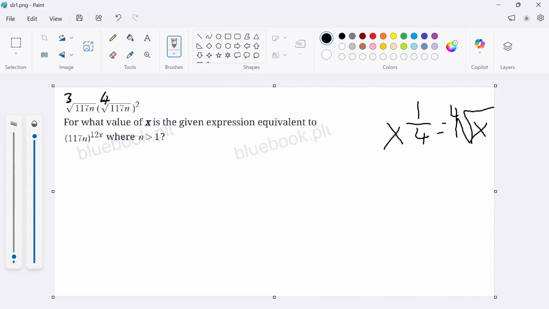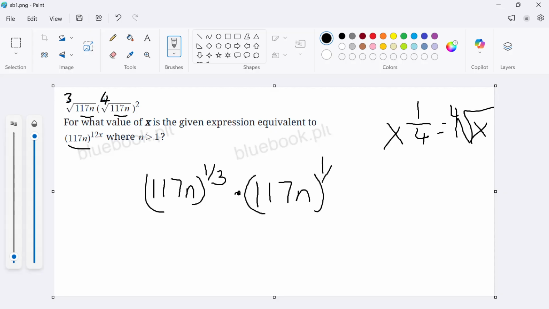For what value of x is the given expression equivalent to 117n to the 12x power, where n is greater than 1? Since n is greater than 1, 117n is greater than 1, and that means I could really just put that in the root. So this is 117n to the 1/3 power. I'm just going to do it by hand first, then on Desmos. 117n to the 2/4 power, which is 1/2 power.